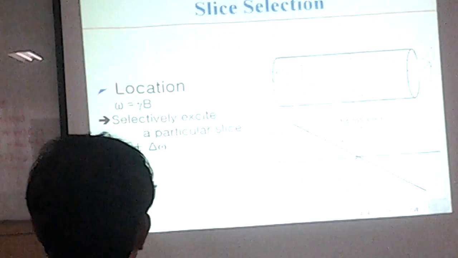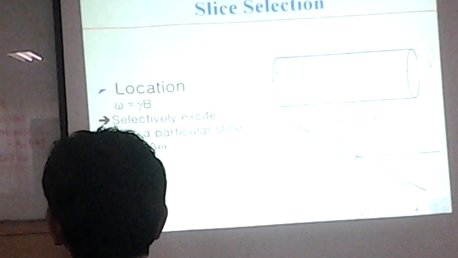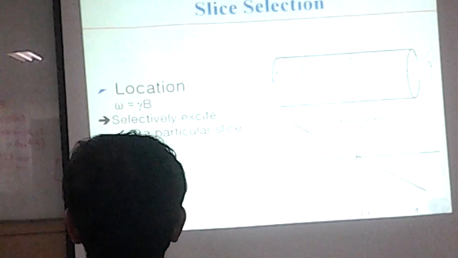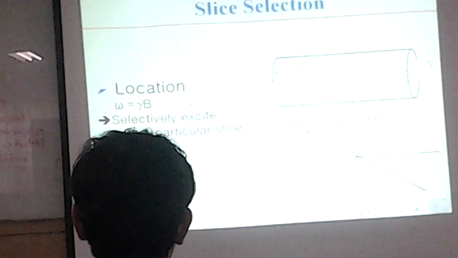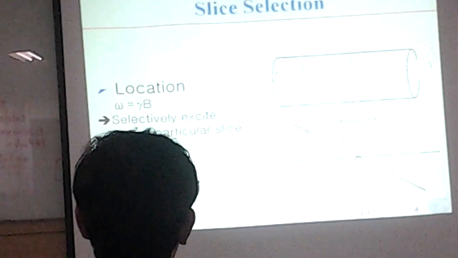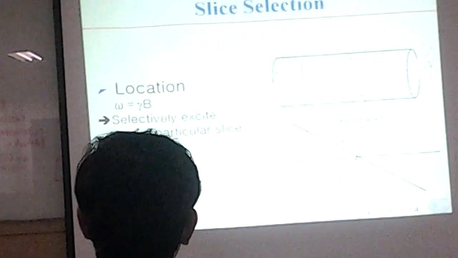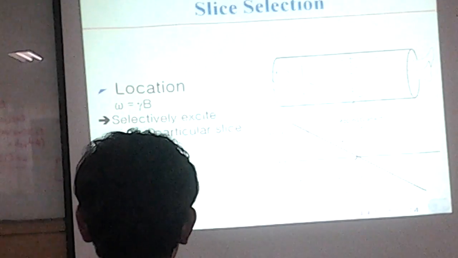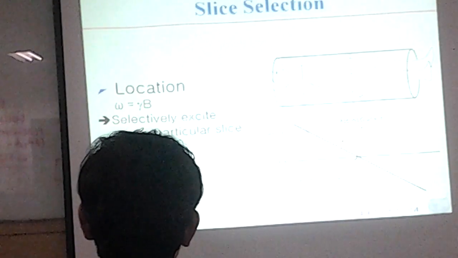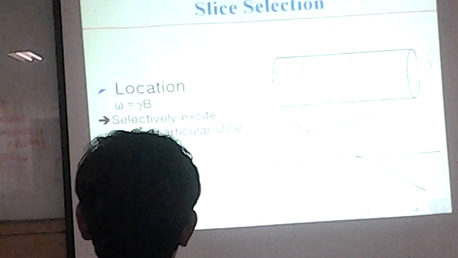So when we generate an RF pulse which has limited bandwidth and a center frequency, then we can select the desired slice. The RF pulse has a frequency range like this. The center frequency is omega, and the bandwidth is delta omega. That means the RF bandwidth is 2 delta omega.